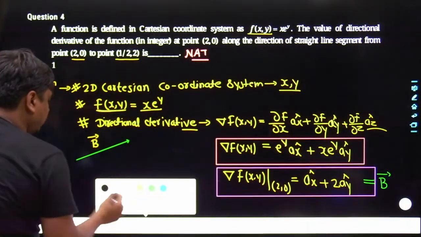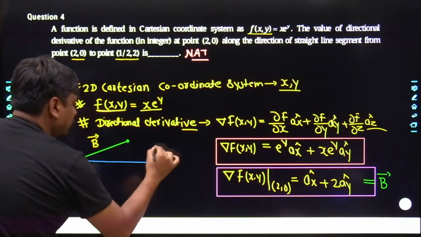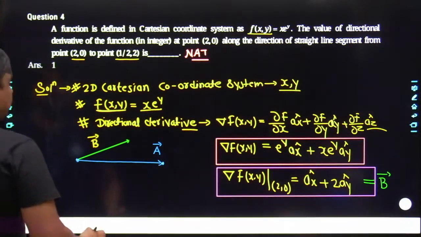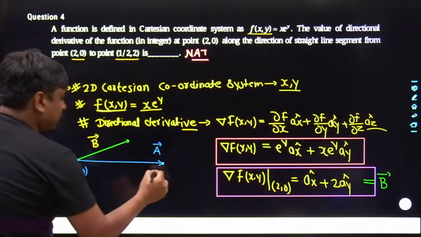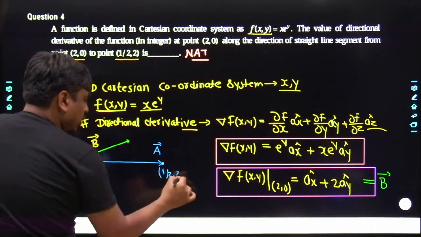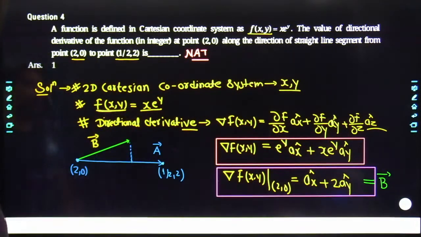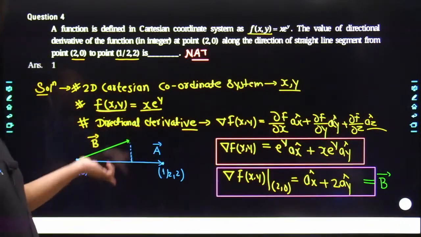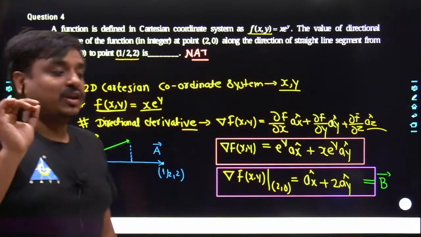You can take that as the a vector, which joins the two points 2, 0 and 1 by 2, 2. You want the projection of this b vector. May I know whether you want the projection along with its direction, or along with its unit vector, or only and only its projection? You want only and only its projection.